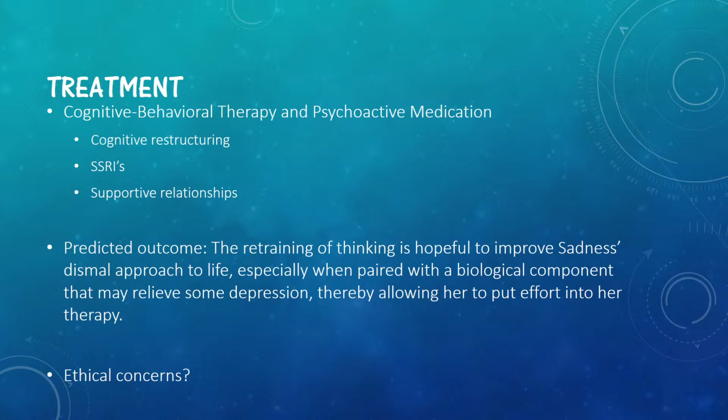Another thing that would be really helpful are more supportive relationships. As I've mentioned before, the other emotion's criticism of her really doesn't help the way she behaves or her condition itself. However, with all these things, the predicted outcome is really good. If she's able to have the motivation to go through therapy and those psychoactive drugs, then retraining of thinking would be very possible and improve her outlook on life overall.